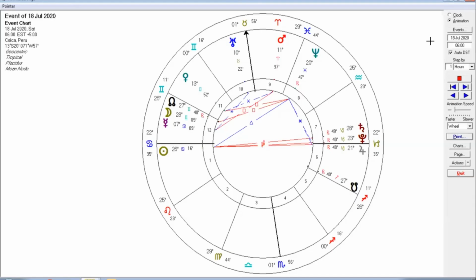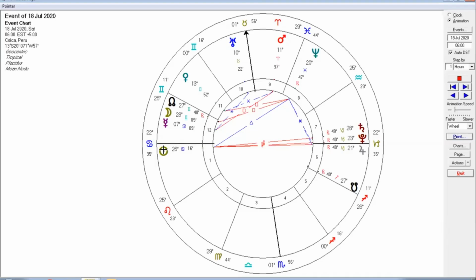Now, in the top right, you might see what time this chart is. And this is actually today's chart at 6 a.m., 06:00. And so that is very close to sunrise in the location for this chart.